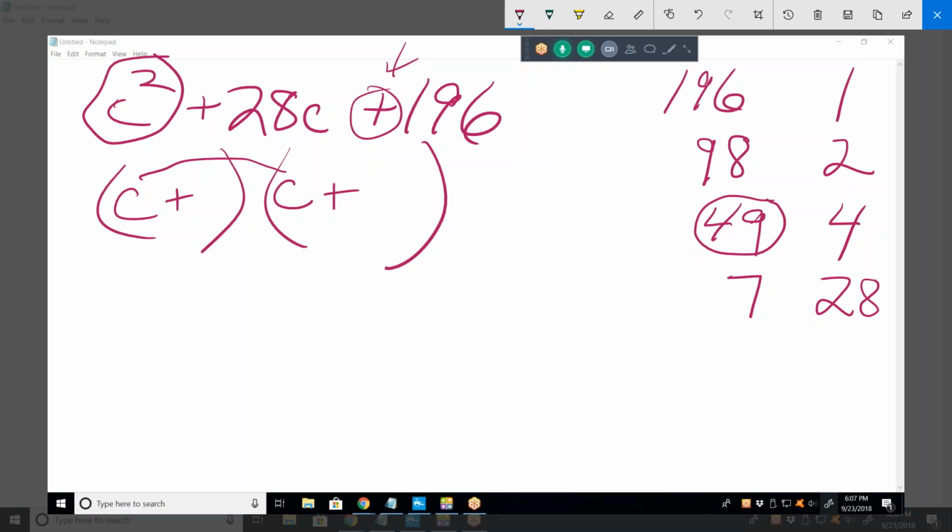Now, I still don't have factors that add to 28. So what can I do here? Well, if I look at the right-hand side, notice I can cut 28 in half, which means I would double that. Dang, I just found my answer.